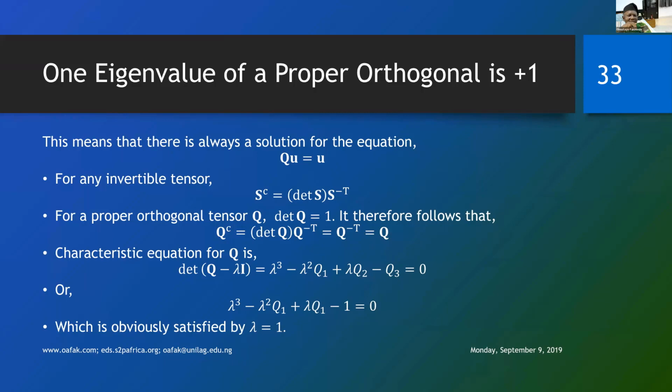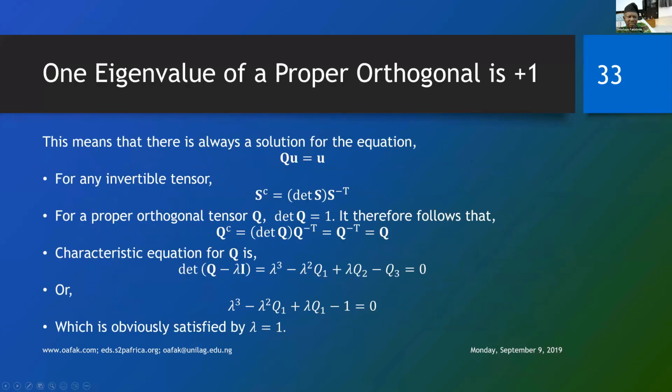Since for any invertible tensor, the cofactor is given by this equation. For the proper orthogonal tensor, the determinant is 1. And then we can form the characteristic equation. But I don't want us to go into the eigenvalue issue until we properly talk about it.